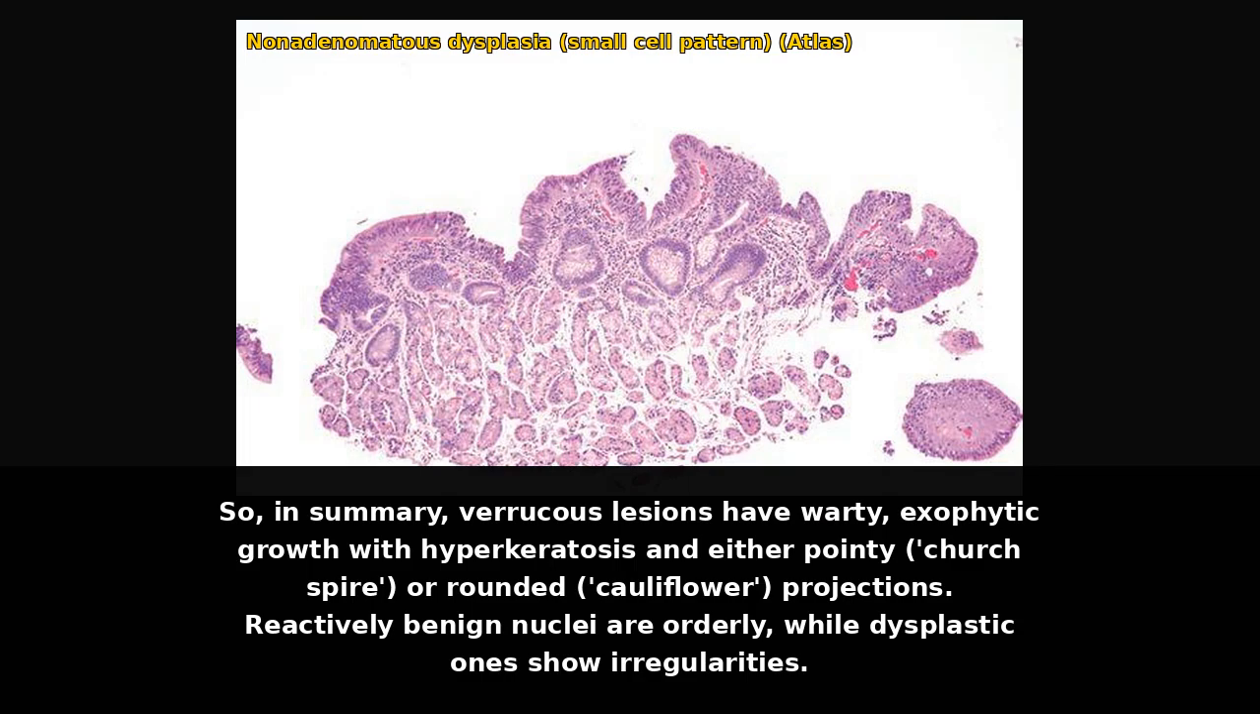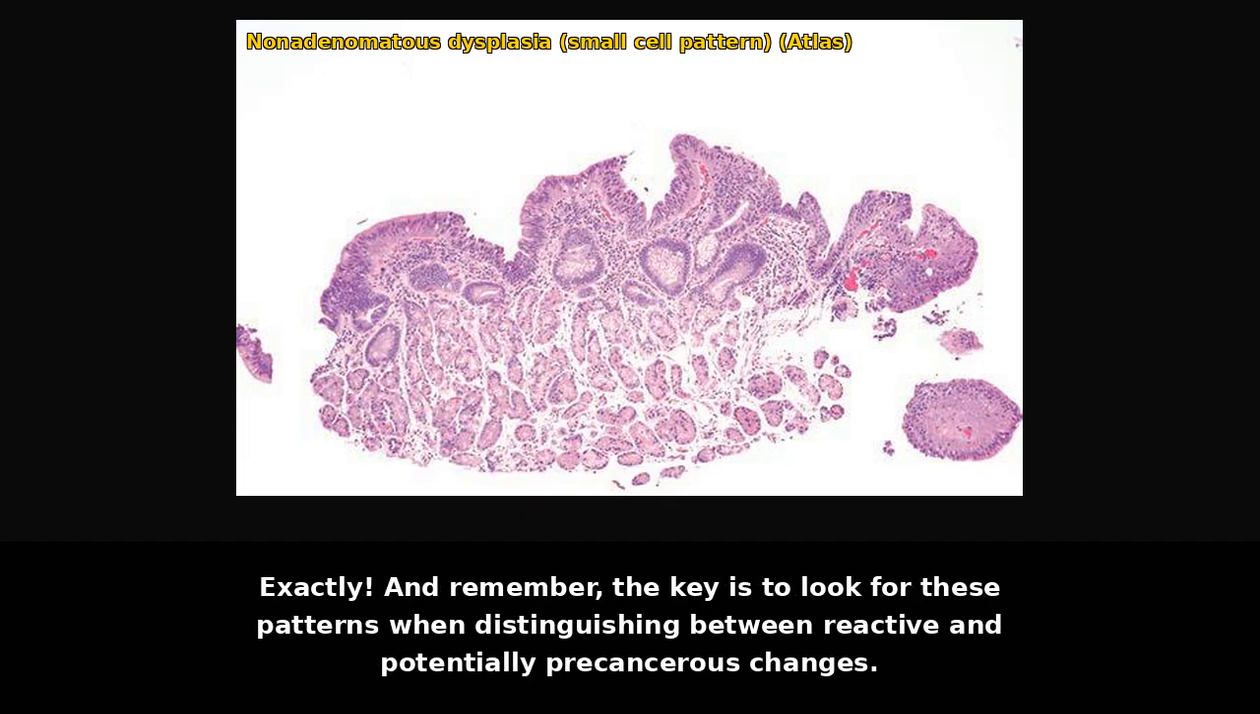So, in summary, verrucous lesions have warty exophytic growth with hyperkeratosis and either pointy church spire or rounded cauliflower projections. Reactive, benign nuclei are orderly, while dysplastic ones show irregularities. Exactly. And remember, the key is to look for these patterns when distinguishing between reactive and potentially precancerous changes.